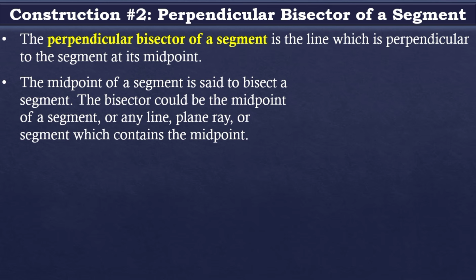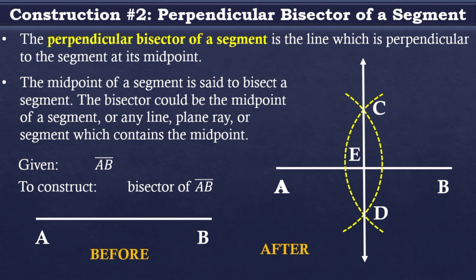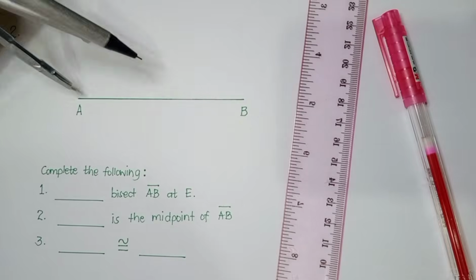Okay? So, the bisector could be the midpoint of a segment or any line, plane, ray, or segment which contains the midpoint. So, yung midpoint na yan, kung ano yung dadaanan ng perpendicular line mo, ibig sabihin, dinidivide niya po yung segment into two congruent parts. Okay, so our given is segment AB. So here's our figure. Okay, so we will construct the perpendicular bisector of segment AB. How? So dapat ito po ang kalalabasan niyan. So watch the video.